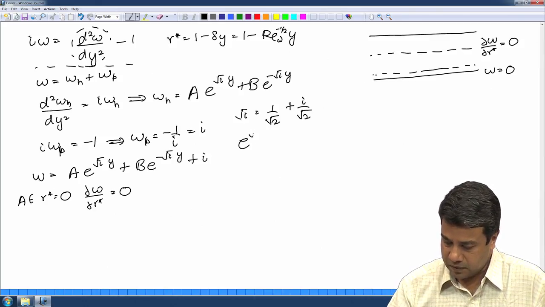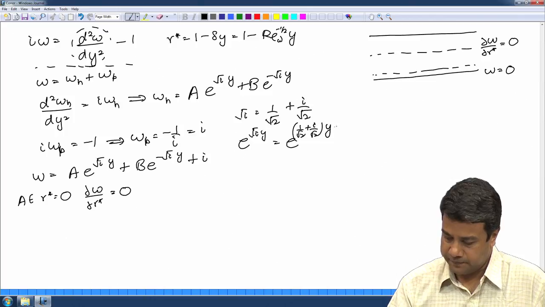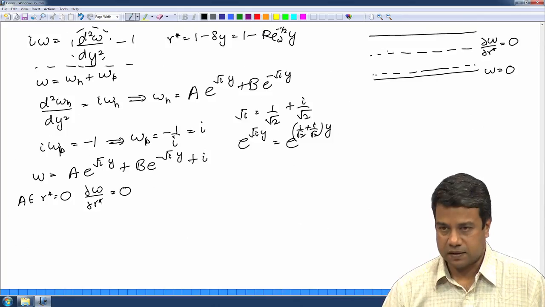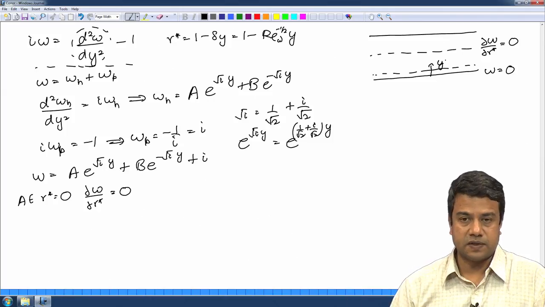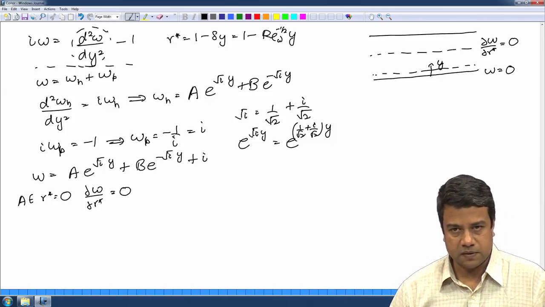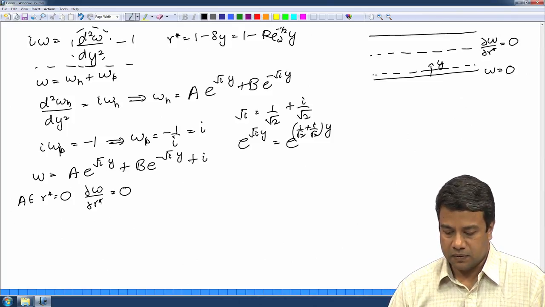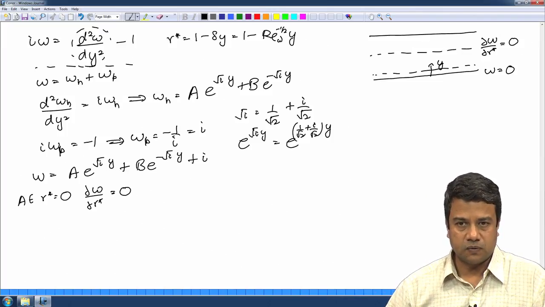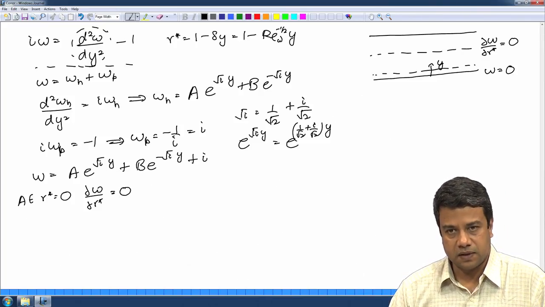Therefore, e power root i y is equal to e power 1 by root 2 plus i by root 2 y. Now, at r equal to 0, it is the center. That corresponds to the coordinate y going outside this viscous layer at the wall. At this location, you would expect that the velocity correction due to the viscous layer at the wall has to decrease to 0.